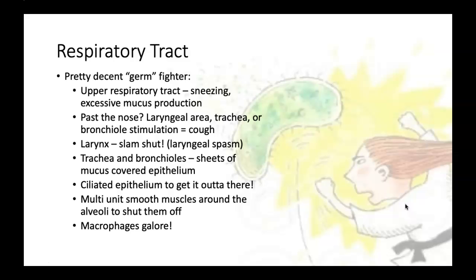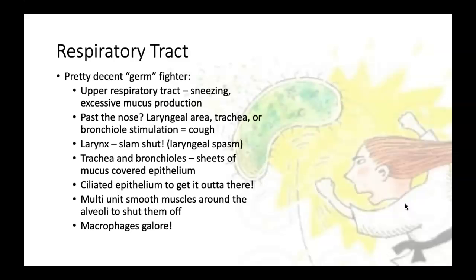And then the trachea and the bronchioles have sheets of beautiful mucus covered epithelium. So these nice ciliated columnar epithelial cells that are covered in mucus in these areas. And then, of course, we can't forget to talk about the cilia themselves as well, which are the little hair-like structures on the epithelial cells that help to move the debris or foreign invader out of the respiratory tract.